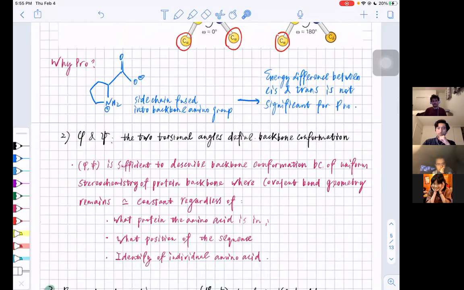Okay, so let's talk about phi and psi. The two torsional angles define the backbone conformation. One thing to notice is that this set of phi and psi is actually sufficient to describe the backbone conformation because of the uniform stereochemistry of the protein backbone, where covalent bond geometry remains approximately constant regardless of what protein the amino acid is in, what position of the sequence the amino acid is in, or the identity of the individual amino acid.